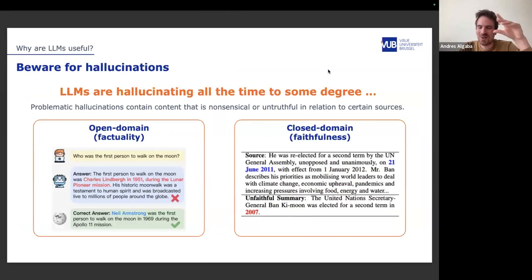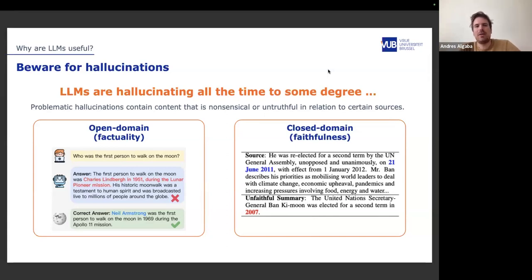Now, continuing a little bit on hallucinations. Large language models are hallucinating all the time to some degree. What do I mean by that? They're always just producing the next token. The only time hallucinations, according to us, become problematic is when the content they produce is nonsensical or untruthful, always from our point of view or in relation to our sources. For example, when you ask the model who is the first person to walk on the moon, and it says something about Charles Lindbergh in 1951, well, to the best of our knowledge, this is factually incorrect. And so this is a worrisome hallucination.